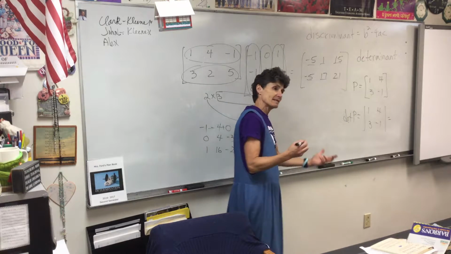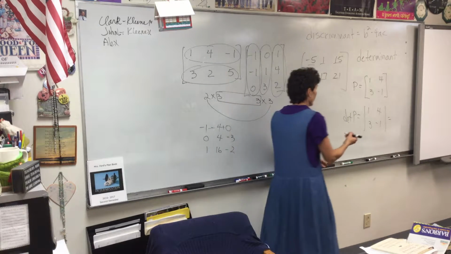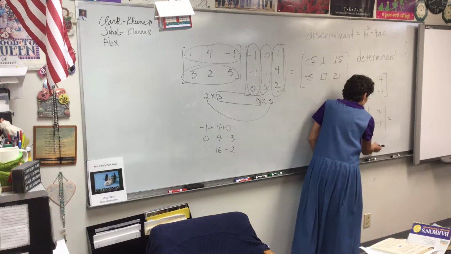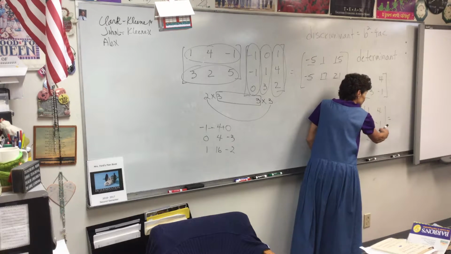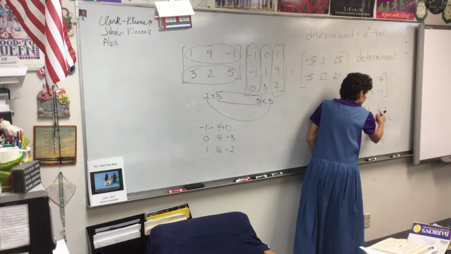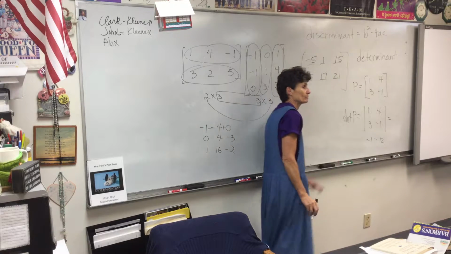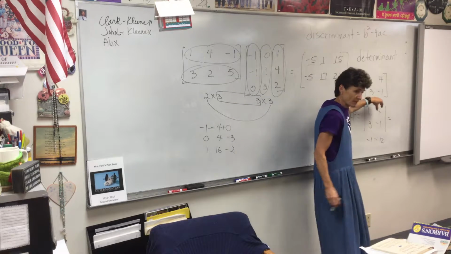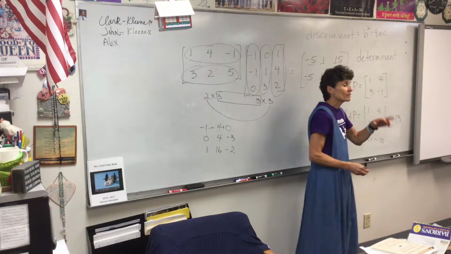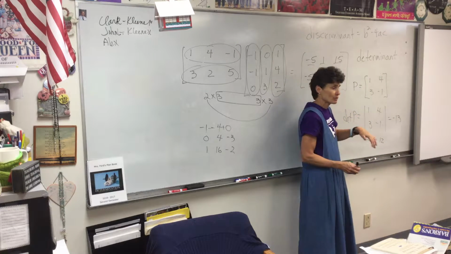So what is that number going to be? Well, we simply take these two numbers and multiply them. We take these two numbers and we multiply them. And then we subtract those two. So that's how we find the determinant. So this determinant is -13. How did I get -13?